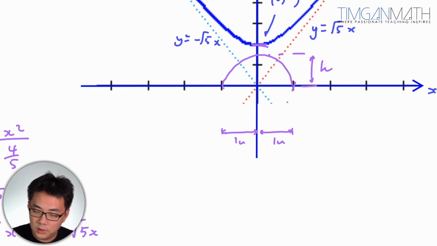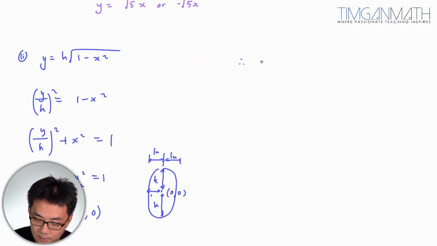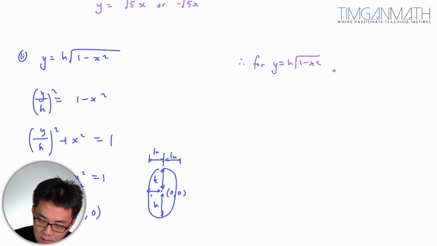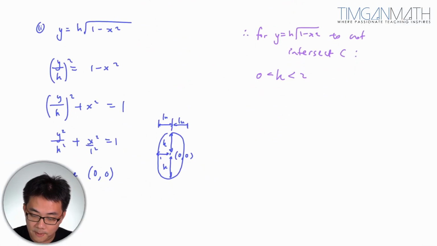So hence, for y equals h to not intersect C, h has to be less than 2 and bigger than 0, because h is a positive constant. That's how you do this question proficiently. Any questions or comments, please do let us know. Keep practicing and I'll see you in the next question.